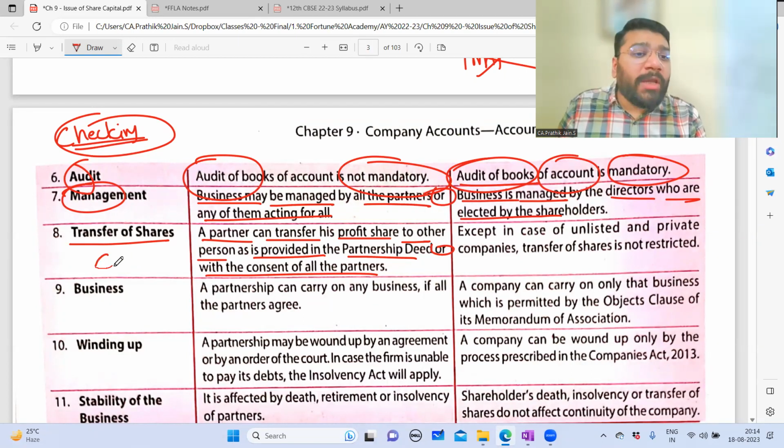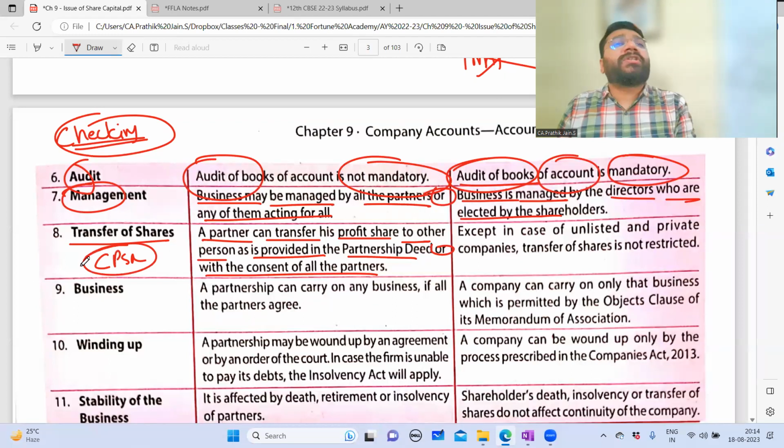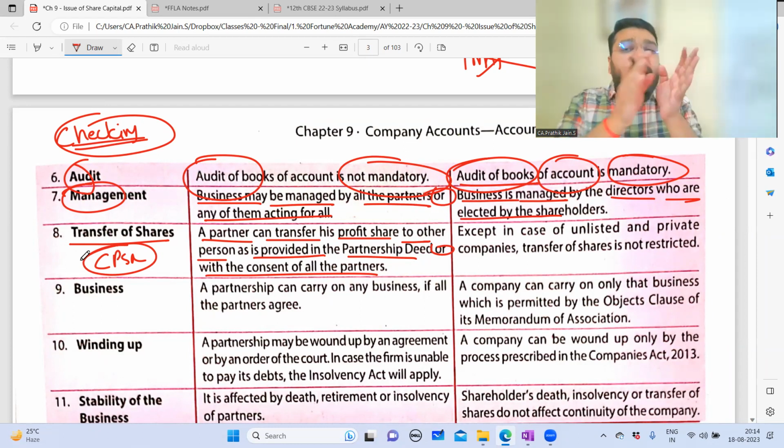CPSR. What do you mean by CPSR? Change in profit sharing ratio between existing partners, which means what? A, B, C are three partners. D is coming into the business. So he is taking the profit completely from A, or half of A's profit. So what is A doing? A is transferring half of his share to D. So that is transfer of shares.